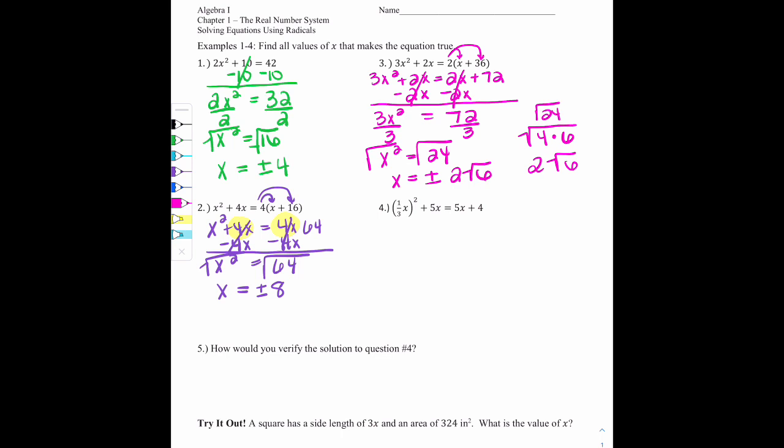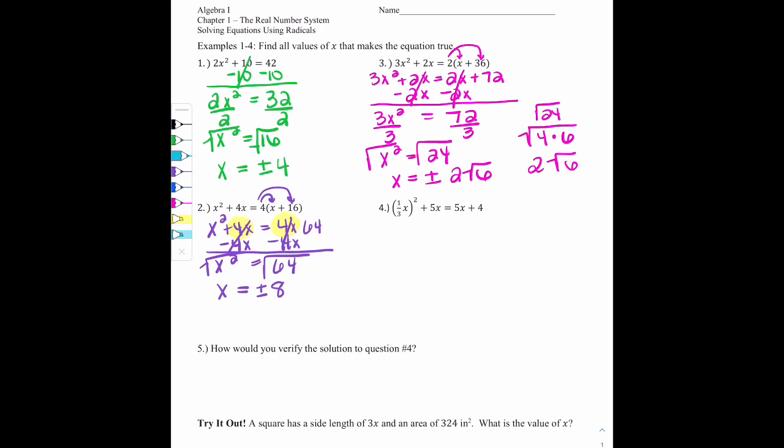Okay, so that's important. You still keep the plus or minus even though it was a radical that we were simplifying. It's still true that 2 square root 6 times 2 square root 6 will give you that result, but so will negative 2 square root 6 and negative 2 square root 6. Okay, moving on to number 4.